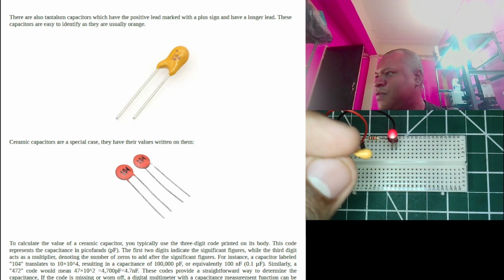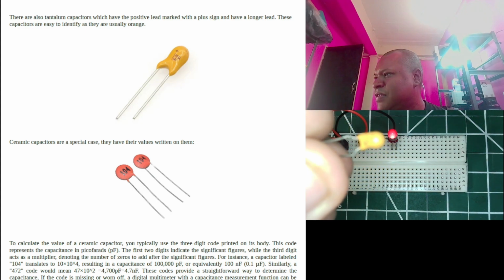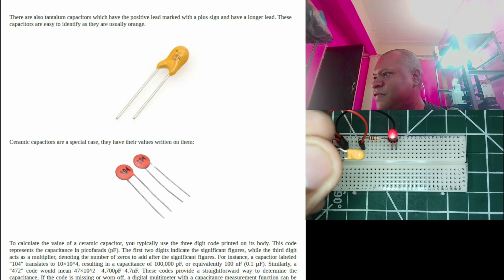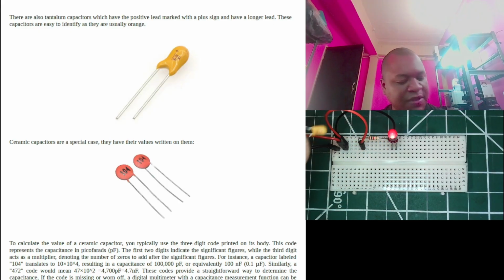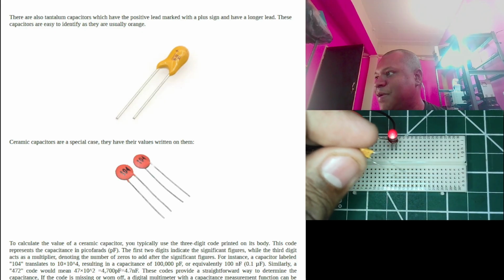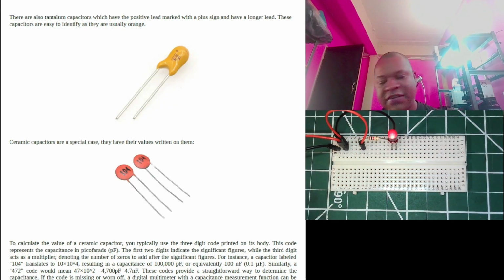The camera is not showing in focus, but you'll actually see a little positive marking right there on it. You'll see like a plus sign, and I know that indicates the positive one. And this one, if you cut the leg, they're the same size, so you can't really rely on the leg size right there. You have to pay attention to the device.